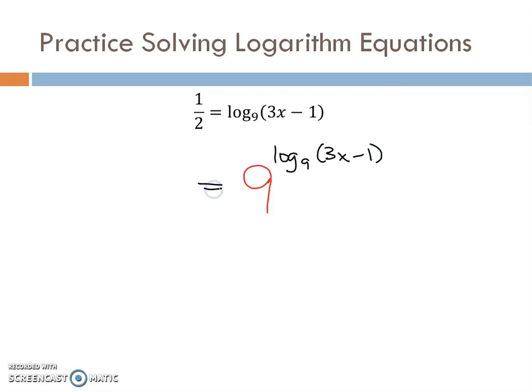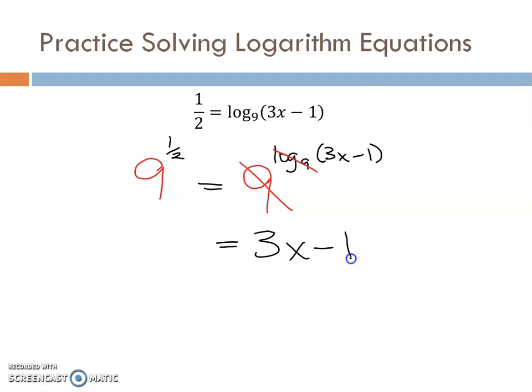Okay. Whatever I do to one side of the equation, I have to do the same over here. So I'm going to need to exponentiate over here as well. That is going to be a 9 to the 1/2 power. Okay. So again, over here, this side is going to cancel just like I want it to. It leaves me with a 3x minus 1.